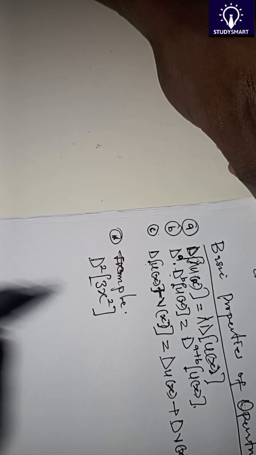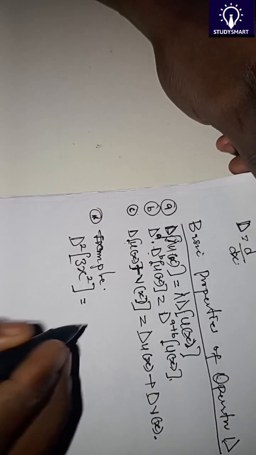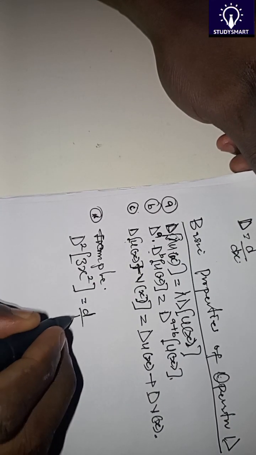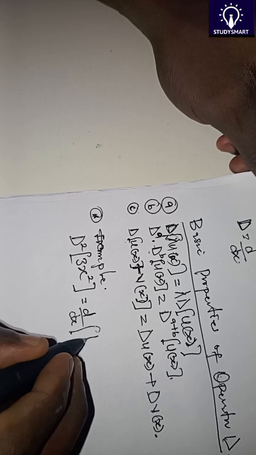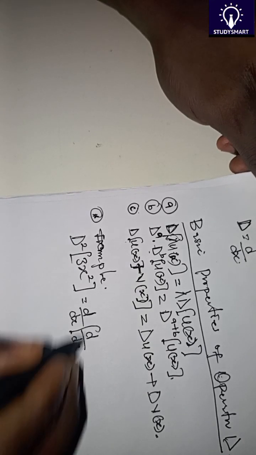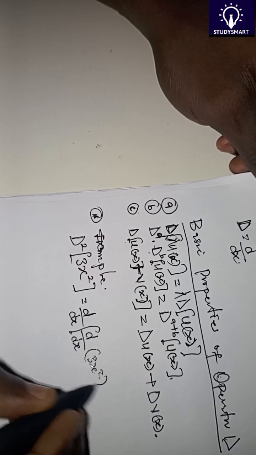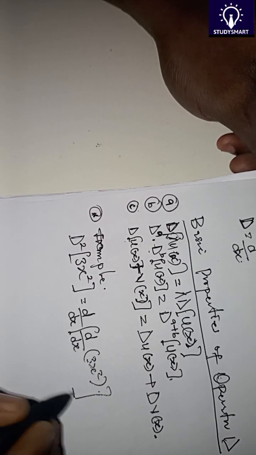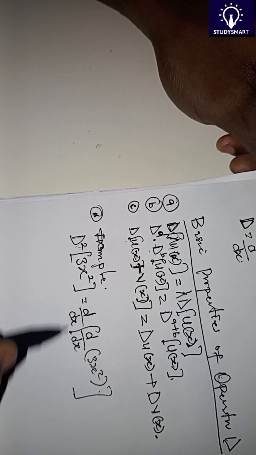This means that I'm going to differentiate this expression twice. Right, so it implies that this is d over dx because it is a function of x into d over dx of this particular function, which is 3x squared. Right, so this is what it means. This is what this whole stuff is talking about here. This is what it means.